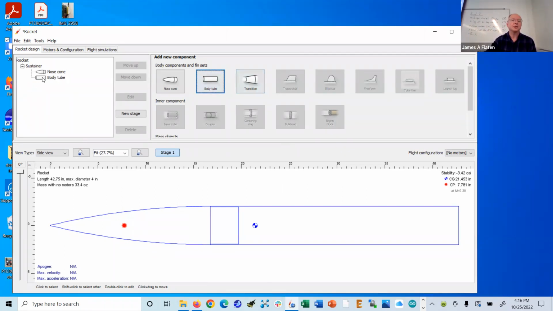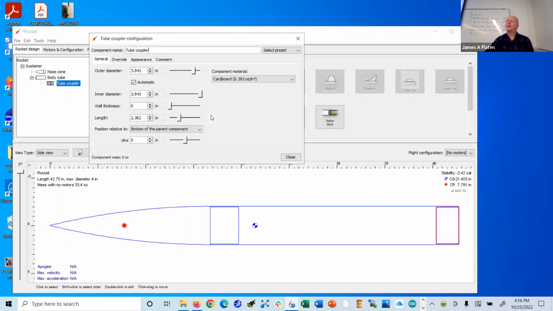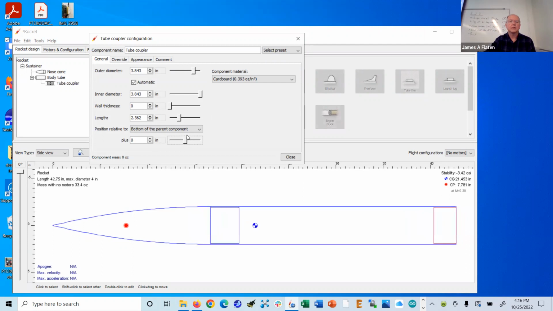So if I click on the body tube, then it says, now what do you want to add to the body tube? And the answer is I want to add a coupler. So here it is, coupler section. And it will automatically add a coupler at the very right end of the body tube. And the coupler really needs to be at least twice as long as the diameter. So where's my length? There it is, my length. I want to make sure that this is a 4-inch rocket, so I have at least an 8-inch.